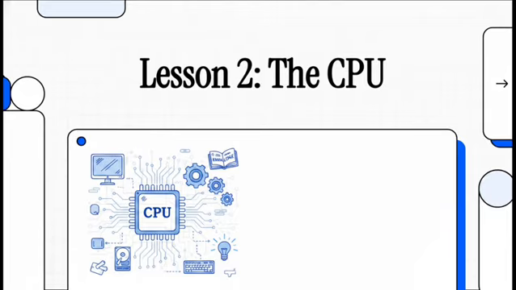In this lesson, we will learn about the Central Processing Unit, or the CPU: understand what a CPU is, why it is important, and how it helps the personal computer function. Whether you are a complete beginner, preparing for competitive examinations, studying for university courses, or simply curious about computers, this series will help you build a strong foundation step by step.